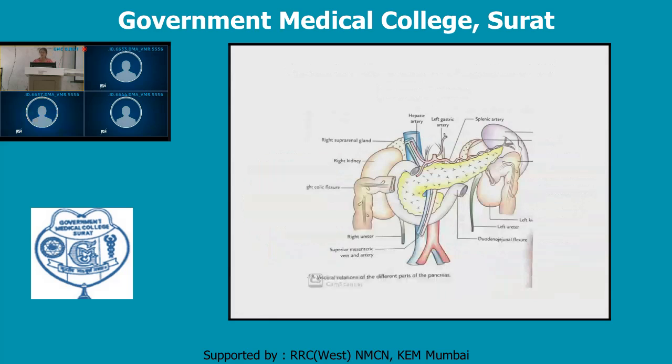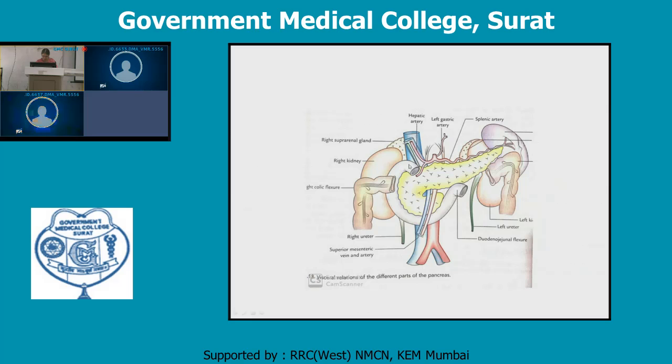Now see the relations. Head is having two surfaces, and the first part of the duodenum is having relations, I already told you. We have seen the anterior and posterior relations of first part, second part, third part and fourth part.